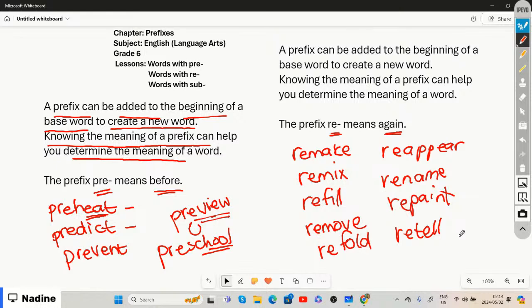It's the same with fill. Fill is where you are pouring some form of liquid into a glass or cup. You're drinking it up, but now you're refilling it. It means that you are filling up that specific cup or glass again.